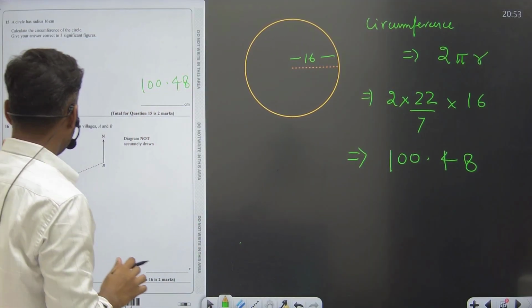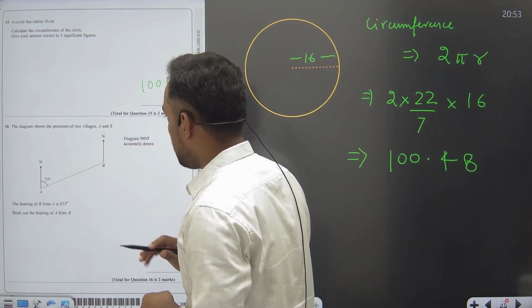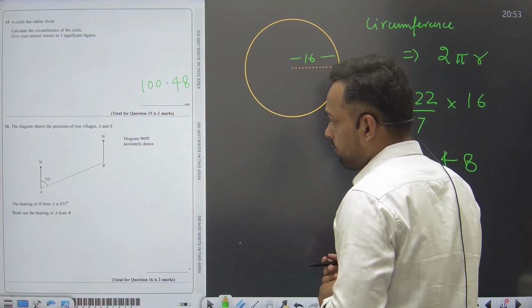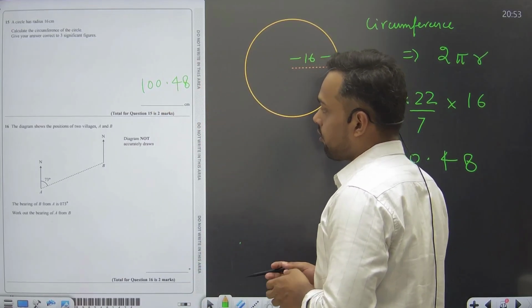Okay. Now the 16th question is, the diagram shows the position of two villages A and B. The bearing of B from A is 073 degrees. Work out the bearing of A from B.